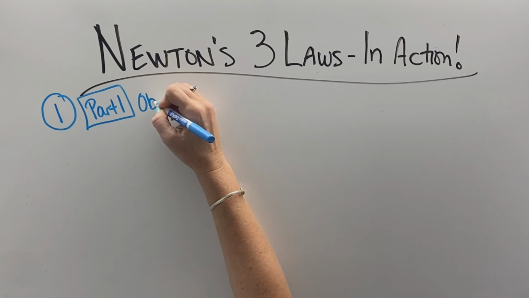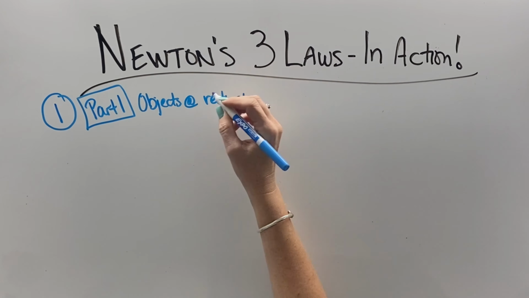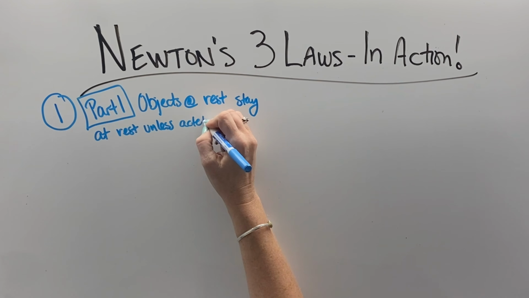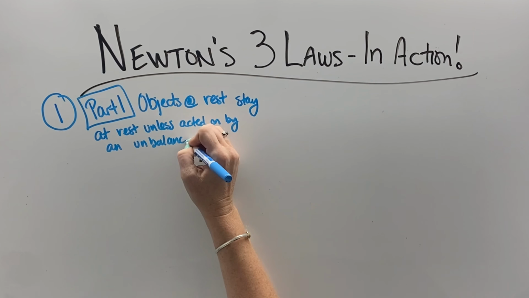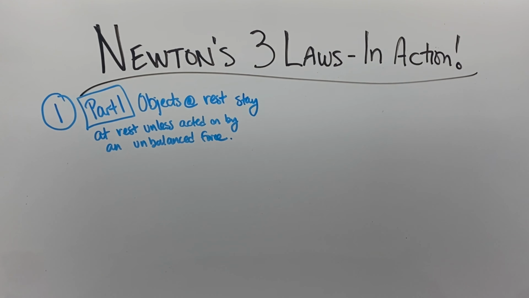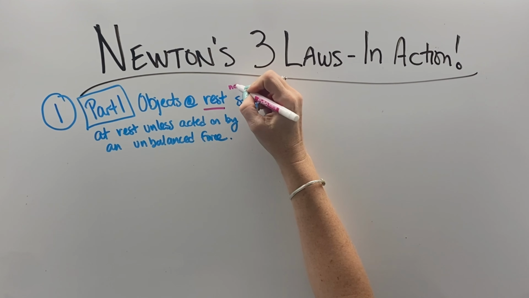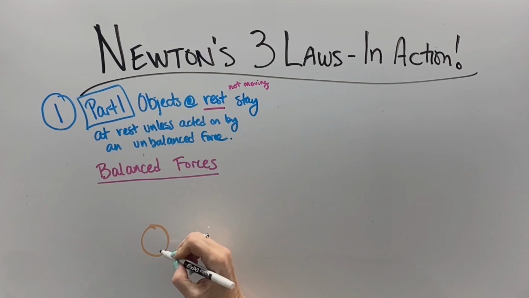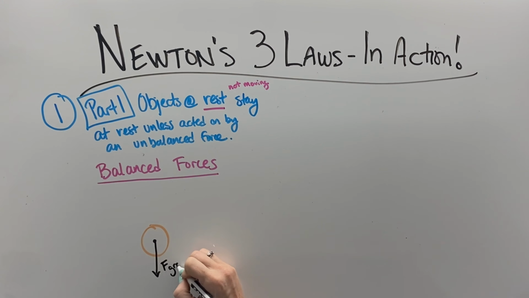So let's start our learning of Newton's 3 laws in action with law number 1, part number 1: objects at rest stay at rest unless acted upon by an unbalanced force. So rest in this case means an object that is not moving, it's not going anywhere. And to understand what unbalanced force is, we got to understand what balanced forces are.